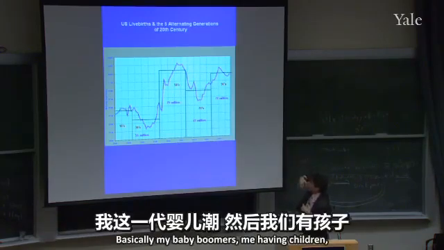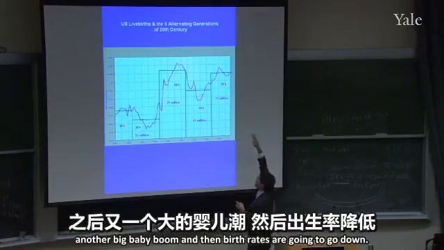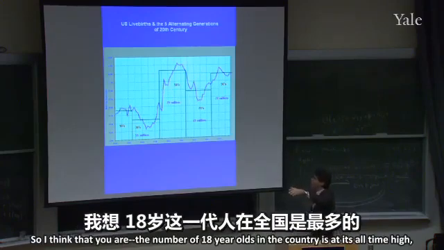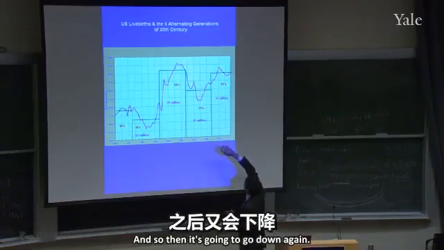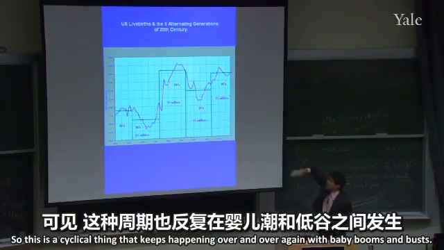Basically my baby boomers, me having lots of children, another big baby boom, and then birth rates are going to go down. So I think the number of 18-year-olds in the country is at its all-time high, or is going to be in 2 years when my poor son tries to get into college. And then it's going to go down again. So this is a cyclical thing that keeps happening over and over again with baby booms and busts.